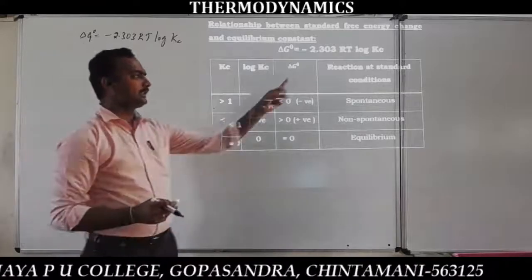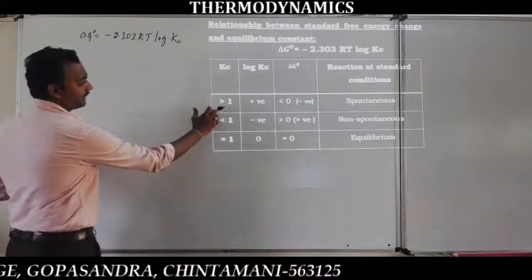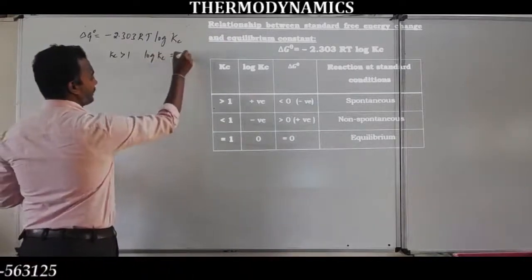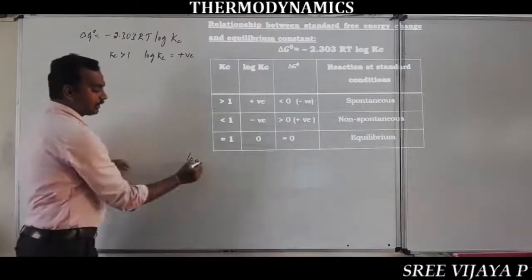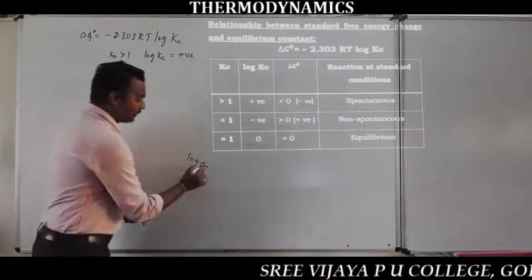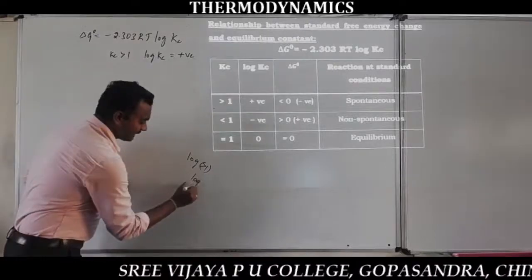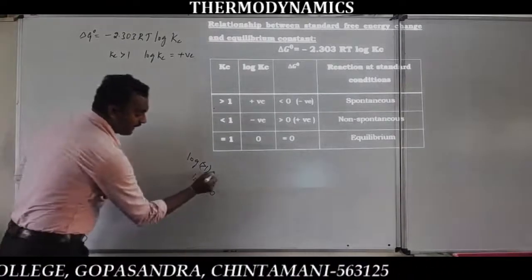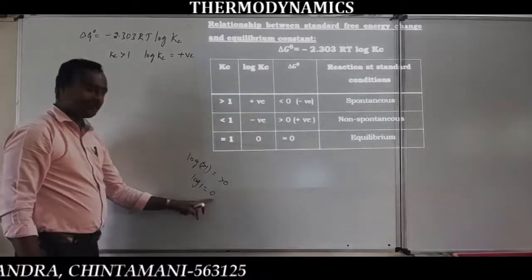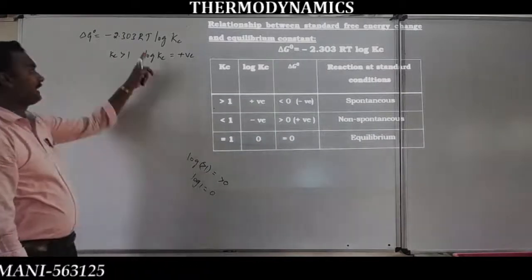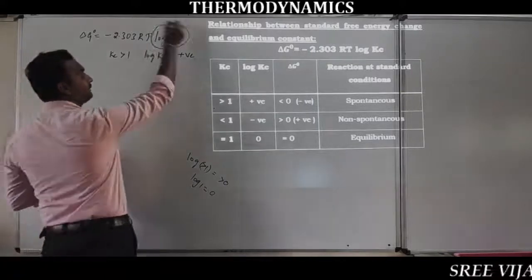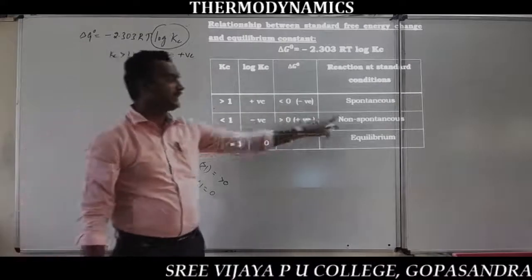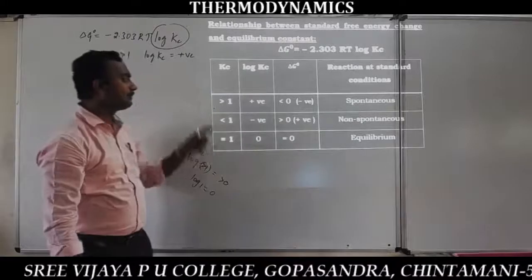does the reaction become spontaneous, non-spontaneous or at equilibrium? Let me check. Take Kc greater than 1. Then log of Kc is definitely positive, because log 1 is equal to 0, and log of a value greater than 1, like 1.1, 1.2, 1.3, 2, 3, 4, should be greater than 0, that is positive. So here log Kc is positive, the equation has a negative sign, and positive into negative is negative. Therefore delta G naught is negative. Then we can say the process is spontaneous when the equilibrium constant is greater than 1.